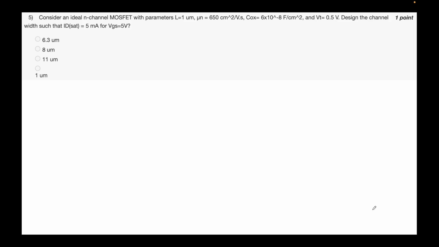Now, we had talked about theory for quite a long time, and some numericals and concepts also. Let's try to solve some problems now. We are given an ideal n-channel MOSFET with these parameters, so C ox, mu, and everything else is given. We are required to design the channel width. That means we need to find W, and we are given ID sat and VGS as these.